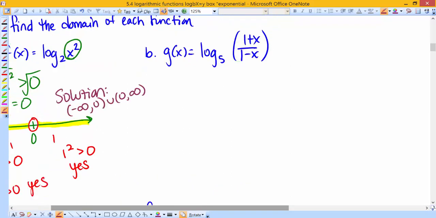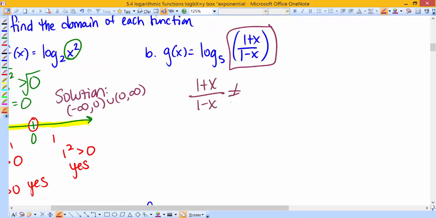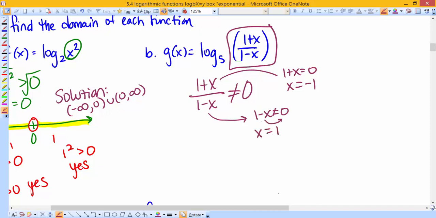Now let's look at this next one. Here is the main part of your log. So 1 plus x over 1 minus x, this cannot equal 0, and it can't be less than 0 either. So let's just find what makes it 0 first. We start with the numerator, so now we got to remember from the exponential functions. If I look at the numerator, 1 plus x equals 0, x would equal -1. But you also have to look at the denominator because you cannot have a 0 in the denominator. So 1 minus x cannot equal 0. So I move the x over and x equals +1.